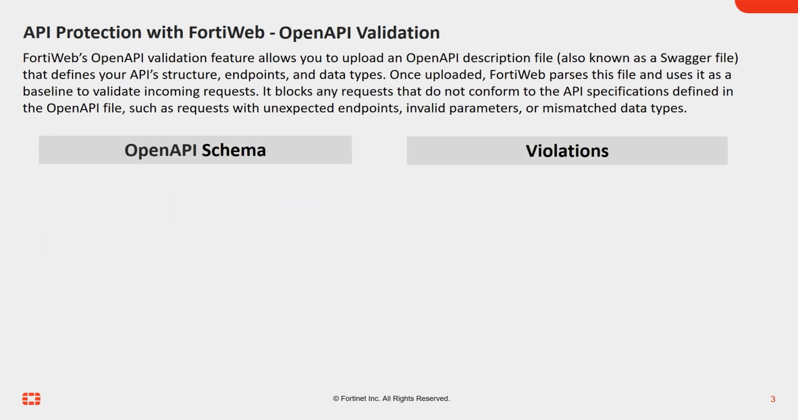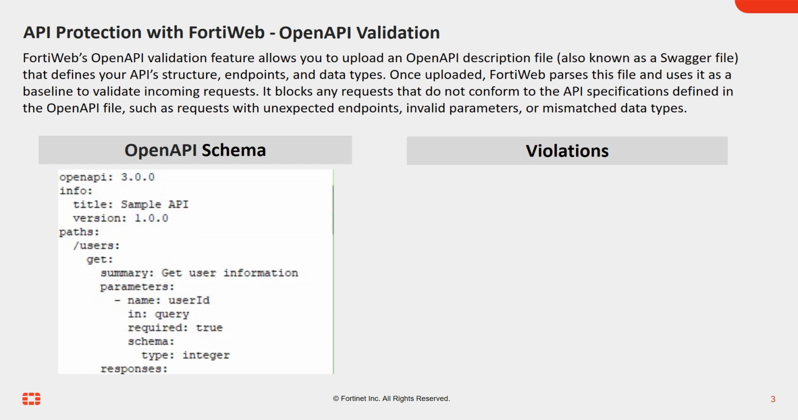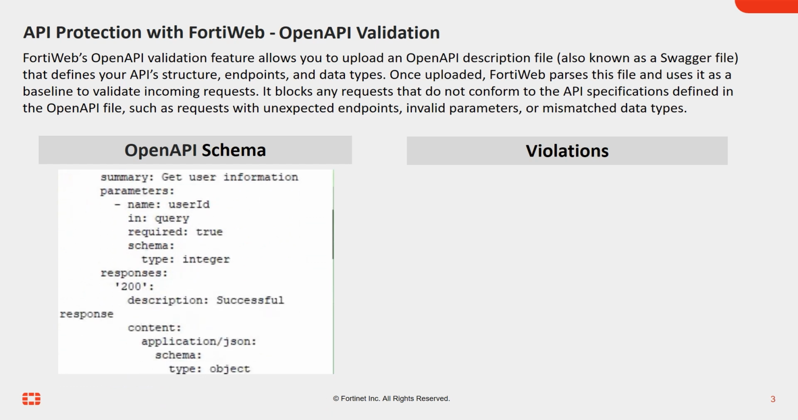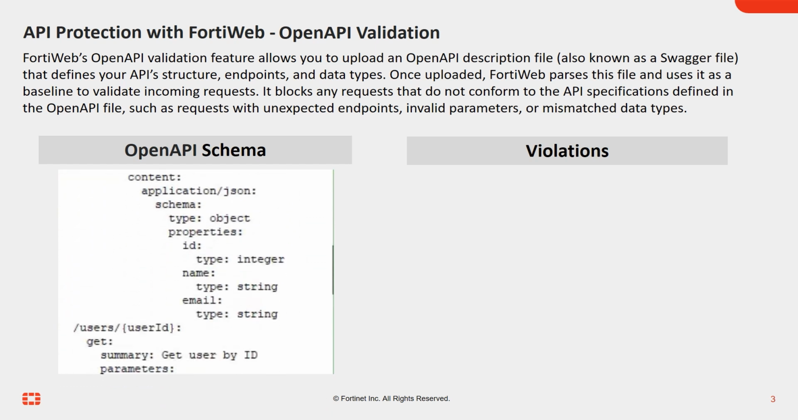Let's go over some examples of OpenAPI validation in action. Your API is defined by the following OpenAPI specification, also known as a Swagger file.